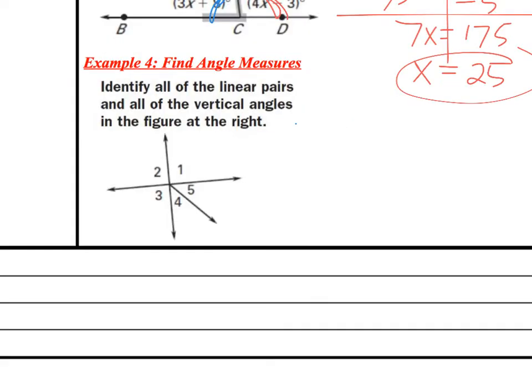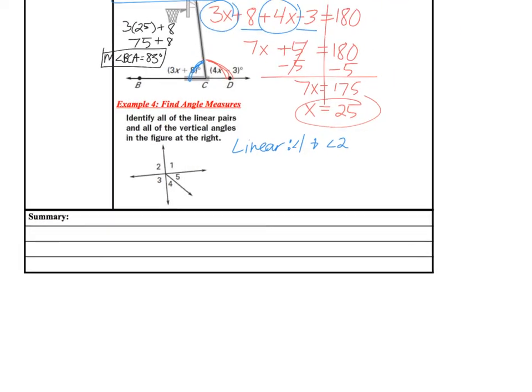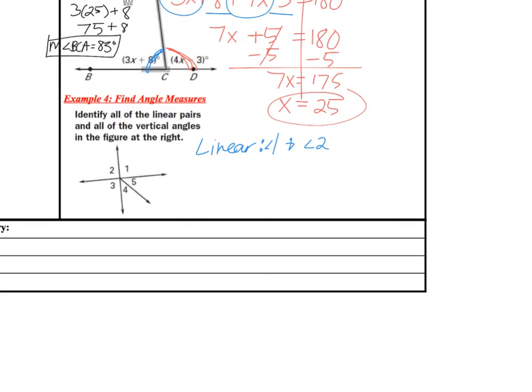Zach, tell us one linear pair, just one. Angle 1 and angle 2. There is another one. Layla, what is it? 2 and 3. Angle 2 and angle 3. Are there any more? Linear pair says there has to be 2. So while you could take 3 angles and add to 180, that's not a pair anymore. So we're going to move on to vertical.